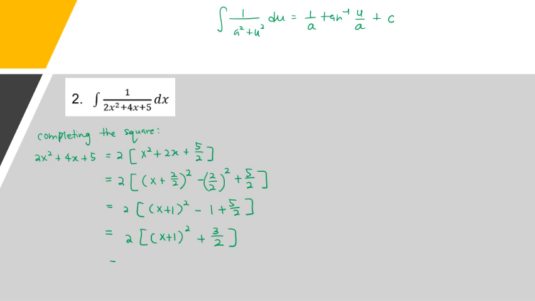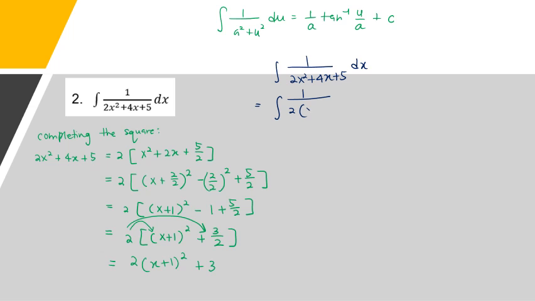So, masukkan dalam. Okay, expand kat dalam 2 tu. 2 taruh dalam ni dengan dalam ni. So, dia become 2 x plus 1 square plus 3. Okay. So, siaplah completing the square. Bila siap completing the square, masuk dalam soalan. So, integrate 1 over 2x square plus 4x plus 5 dx is equal to integrate 1 over 2 x plus 1 square plus 3 dx. Okay. Next, buat u substitution tadi tu.